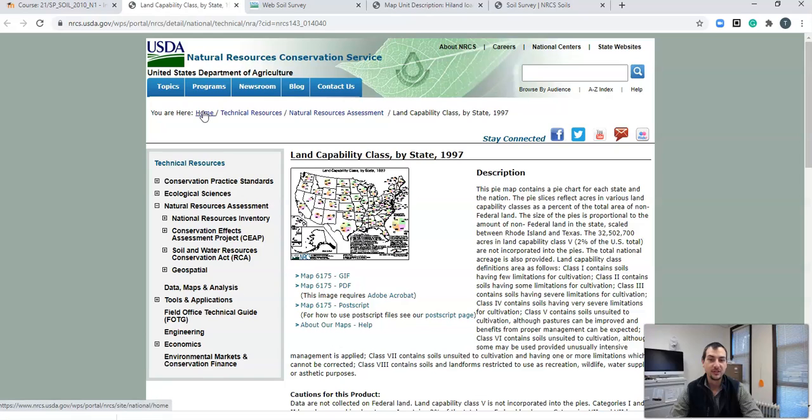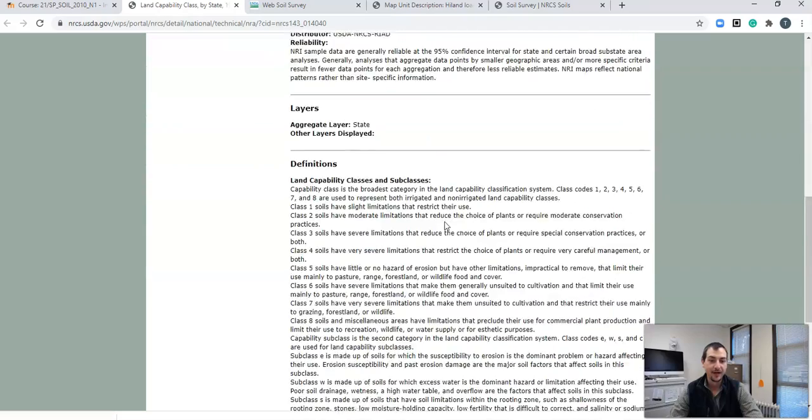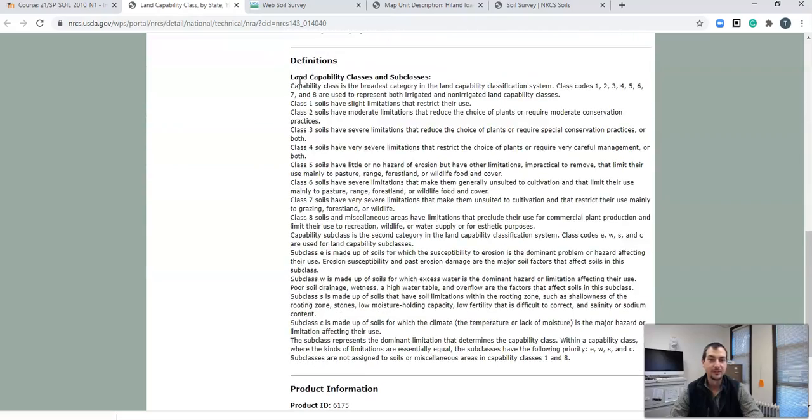If you see right here, you can follow those breadcrumbs. It's under the home page, technical resources, natural resource assessment, and then you can get into land capability class by state 1997. But what we're looking for primarily is these definitions, the land capability classes and subclasses. You're going to need to read through this because it talks about what each class means and what those subclasses mean.